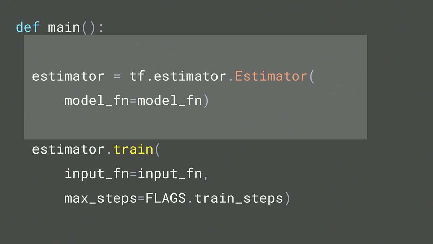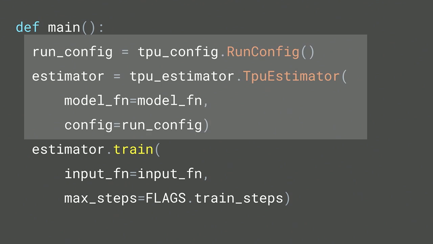Now, how do you actually run it? You've got to define your main function. And using estimators, it's very simple. Normally, you just define your estimator based on your model function, and you call train. And to get this to work on TPUs, you just use a TPU estimator and use a TPU run config. That's it. That is all the changes required for this model to work on CPUs, GPUs, and TPUs.